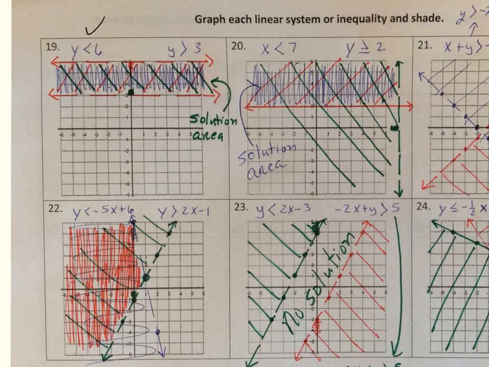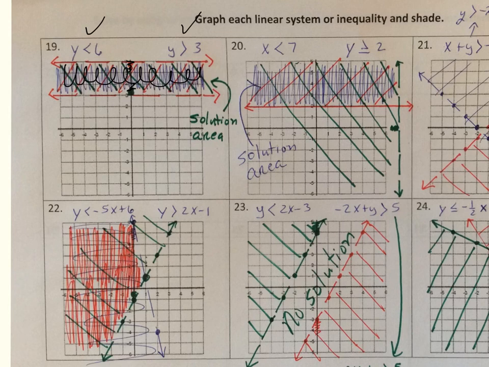Notice, dashed line, dashed line. Remember, y is a horizontal line. Therefore, y is equal to 6, y is equal to 3. The shading is y's are less than 6, so it's going down. Y's are greater than 3, so it's going up. So the intersection would be this shaded area right here. On number 20, notice x equals 7.